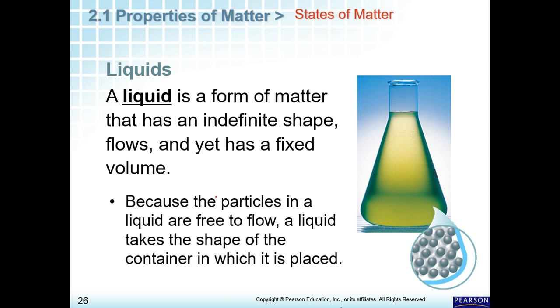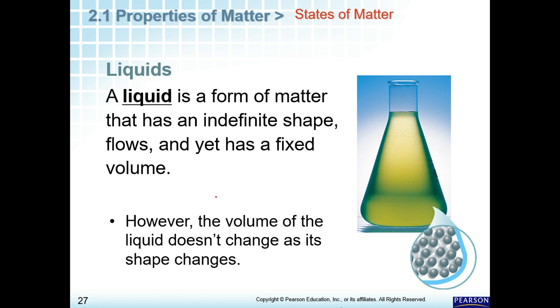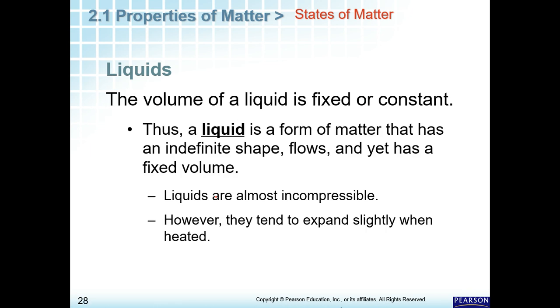Because they're not as close as in a solid, they're free to flow around one another, and this allows liquids to take the shape of their container, or in other words, have indefinite shape. If you put water in a square bowl, it's going to take the shape of that bowl. If you put it in a circle bowl, it's going to take the shape of that bowl as well. However, one thing to note is that volume does not change no matter what its shape is. It's still going to take up the same amount of space. The volume of a liquid is considered fixed or constant. Thus, again, you define liquid as a form of matter that has indefinite shape, flows, yet has a fixed volume.